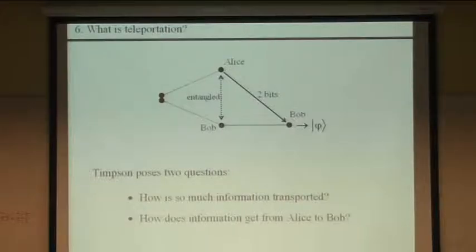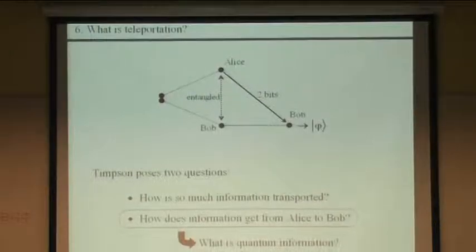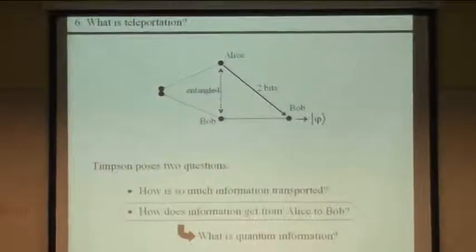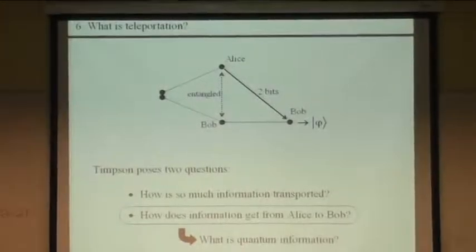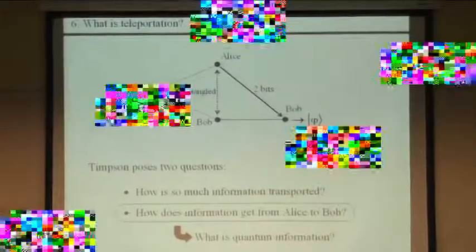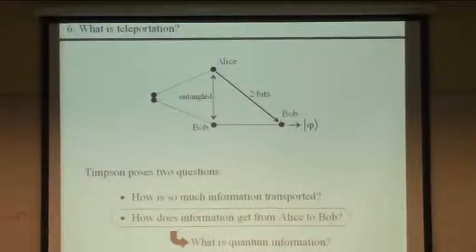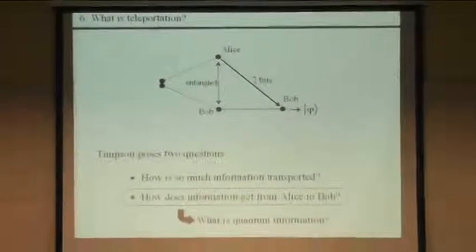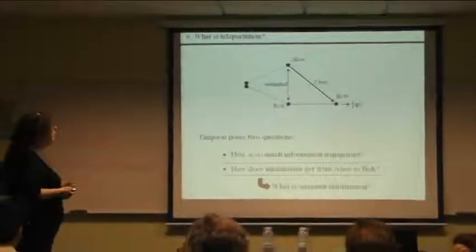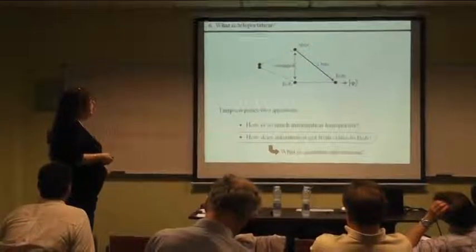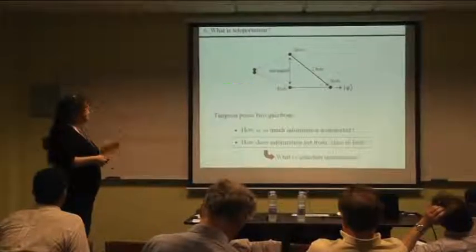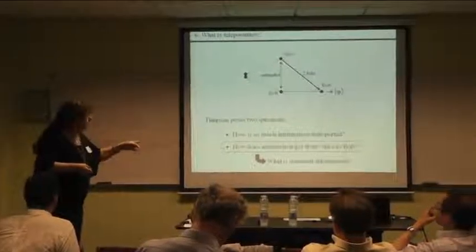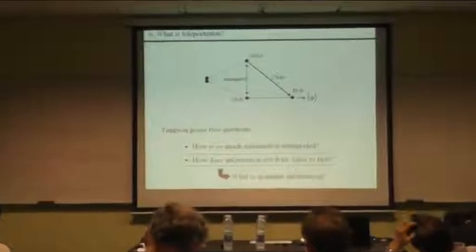But we have another question, and this is the other one. How does information get from Alice to Bob? You know that there are many different answers, and many very strange. We will see these answers again. The information travels to the past and then goes to the future. So we can ask how the information gets from one point to the other. And this points to the very nature of quantum information.